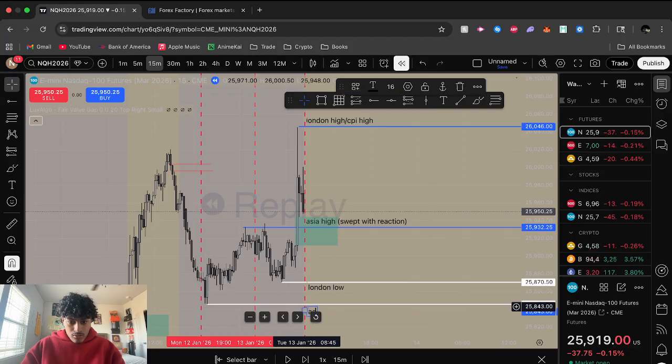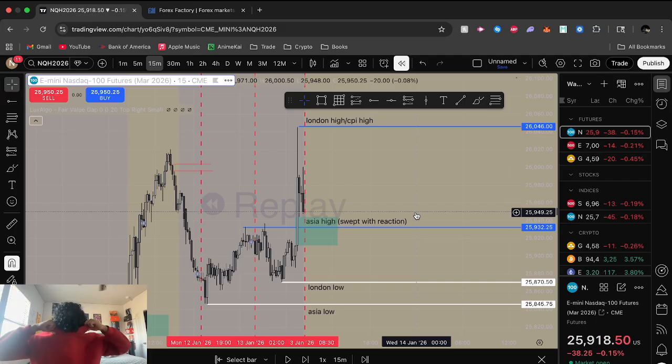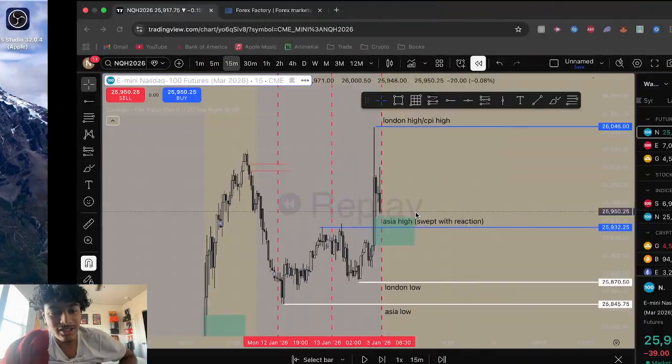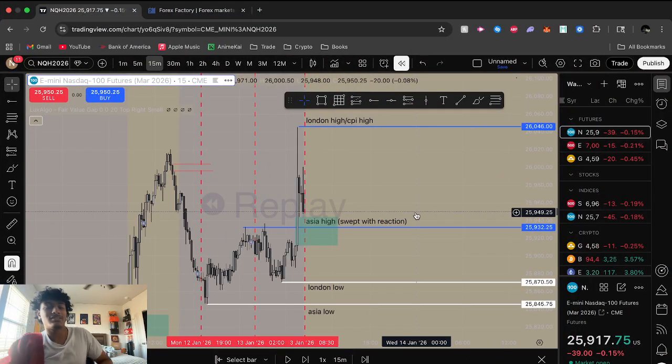Our Asia lows are right there. Now we can do the same thing for ES. That should give me, nah, it didn't give me it. All right.